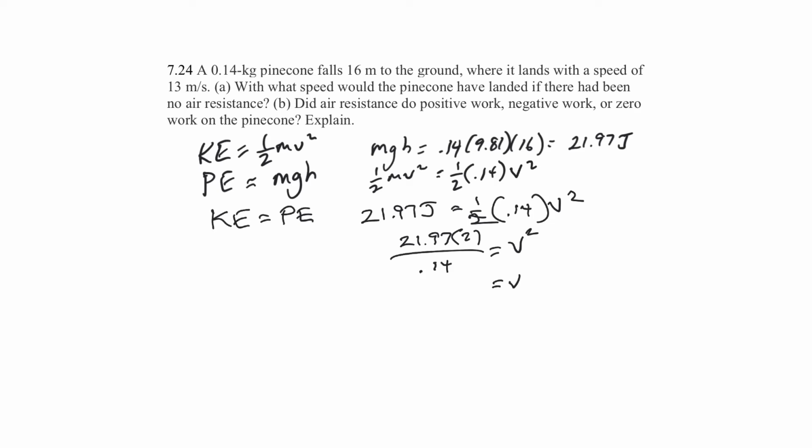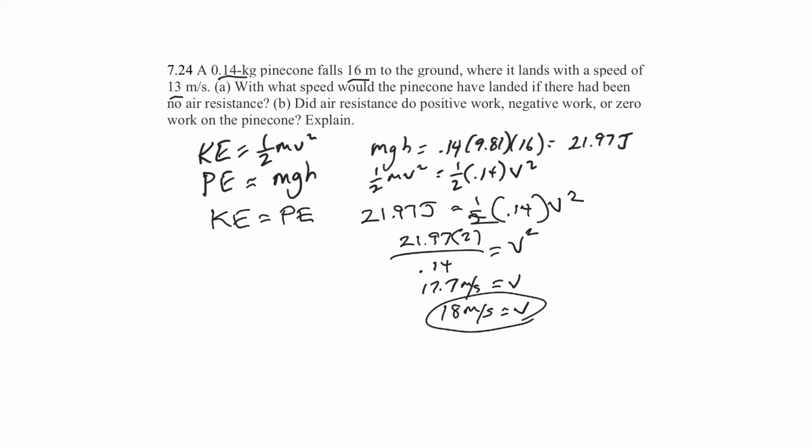All right, so 21.97 times 2 divided by 0.14. Now take the square root, and I get v equals 17.7 meters per second. And we're looking for significant figures. There's 2, there's 2, there's 2. So this is going to be 18 meters per second would be its speed. All right, so 18 meters per second is what it would have been, and it made it with 13 meters per second.